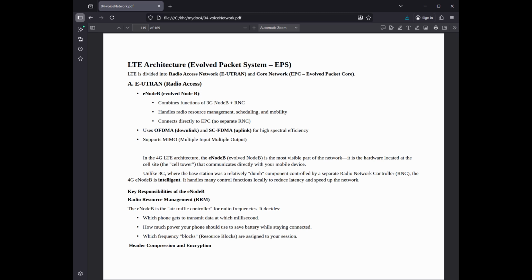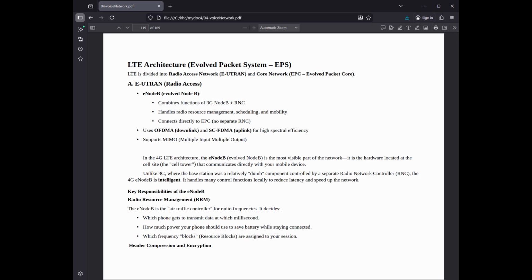Key responsibilities of the eNodeB: radio resource management (RRM). The eNodeB is the air traffic controller for radio frequencies. It decides which phone gets to transmit data at which millisecond, how much power your phone should use to save battery while staying connected, and which frequency blocks, or resource blocks, are assigned to your session.